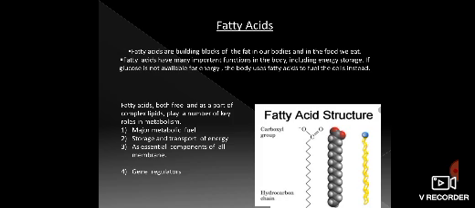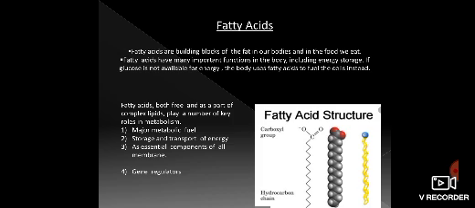Now we discuss fatty acids. Fatty acids are the building blocks of the fat in our bodies and in the food we eat. Fatty acids have many important functions in the body, including energy storage. If glucose is not available for energy, the body uses fatty acids to fuel the cells instead.